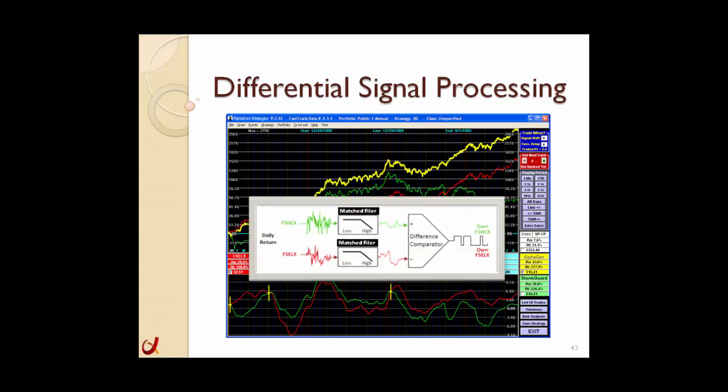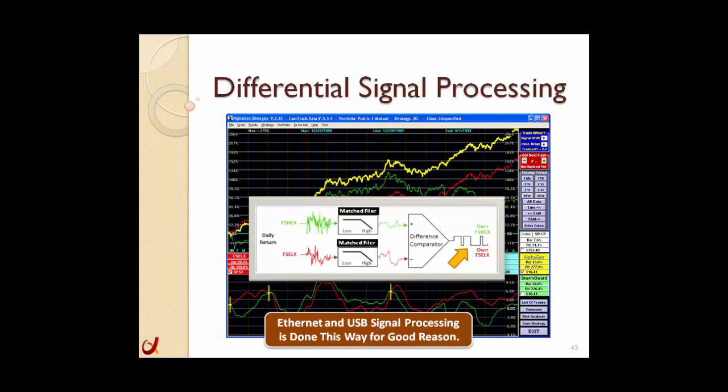An electronics engineer would diagram it this way. First you apply a matched filter designed to optimally extract the trend signal, and then you apply a difference comparator to eliminate common mode noise. The result is a decision of what to own right now. High-performance Ethernet and USB signal processing is done this way for good reason.